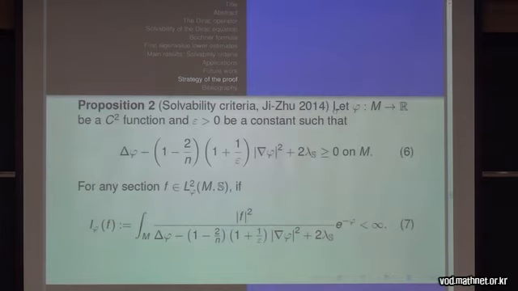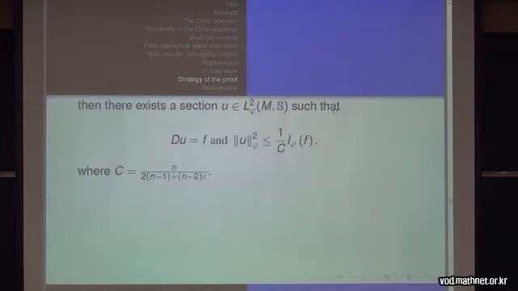This proposition looks complicated, but it's a solvability criterion. We want to find some function phi satisfying this condition, and such that this integral is finite. If we can find phi satisfying these two conditions, then we can solve Dirac with estimate as these. So to prove our theorems, we want to produce the weight function.